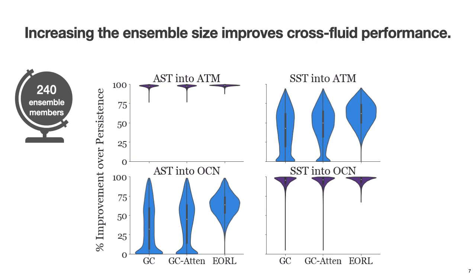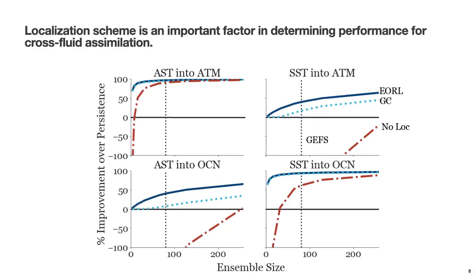The last thing I'll show you is we wanted to look at the effect of this ensemble size on these different localization schemes. And so that's what I'm showing here. It's the same four subplots that we've been looking at. So these two different observation types of atmospheric surface temperature and sea surface temperature, and the two different fluids, atmosphere and ocean.